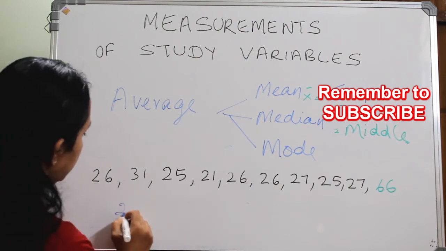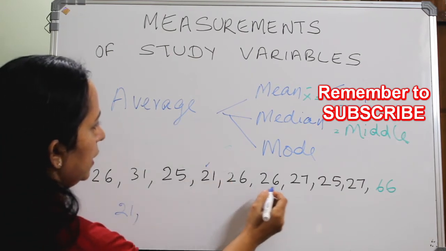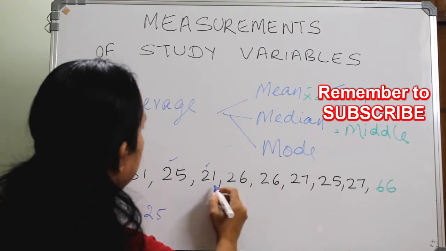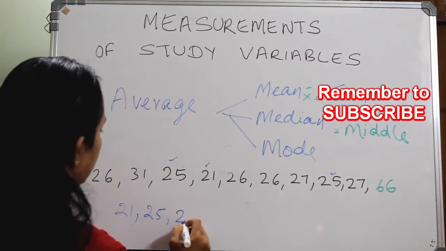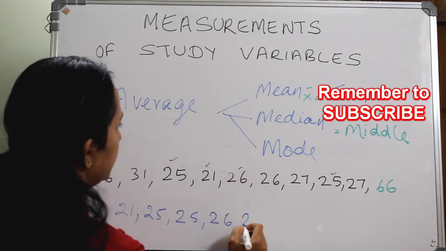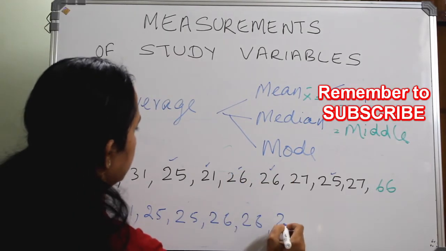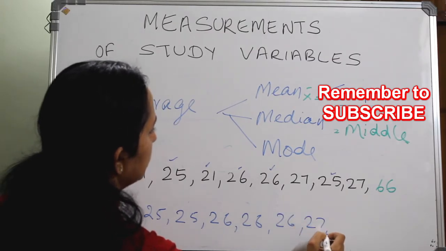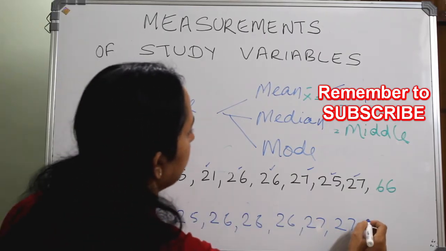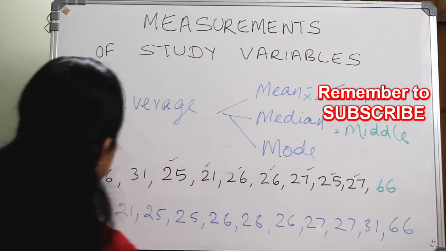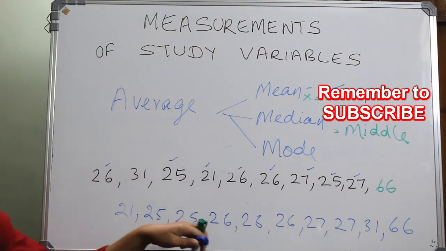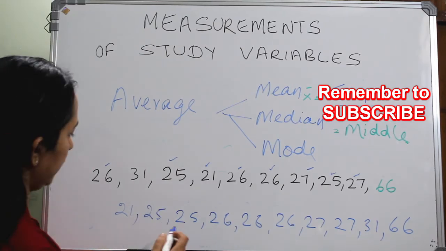It starts from 21. Then comes 25. How many times 25? 1, 2, then 26, again 26, 26, then comes 27, then 31 and 66. 2, 3, 4, 5, 6, 7, 8, 9, 10. Okay, so arrange that in an order, then take the middle value.